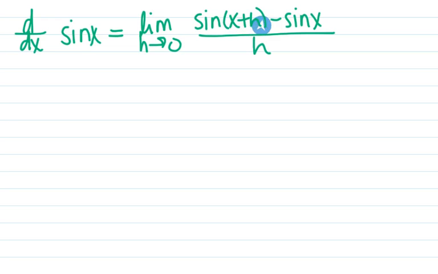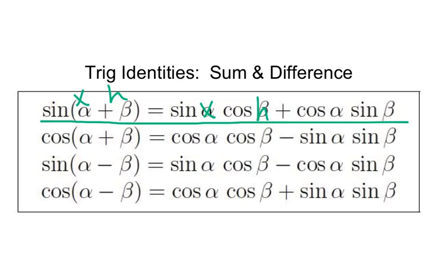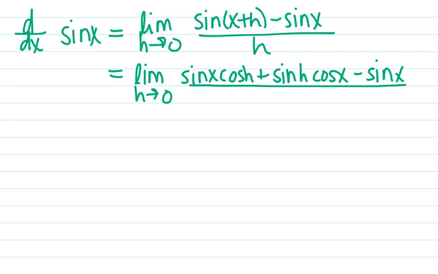Okay, and to expand sine of x plus h, I'm going to use the actual sum identity for trig functions right here. Instead of alpha and beta, though, ours is x and h, so this would be sine x cosine h plus cosine x sine h. So let's plug that in real quick. Okay, so that would be sine x cosine h, plus sine h cosine x, and then we still have our minus sine x on the end, all over h.